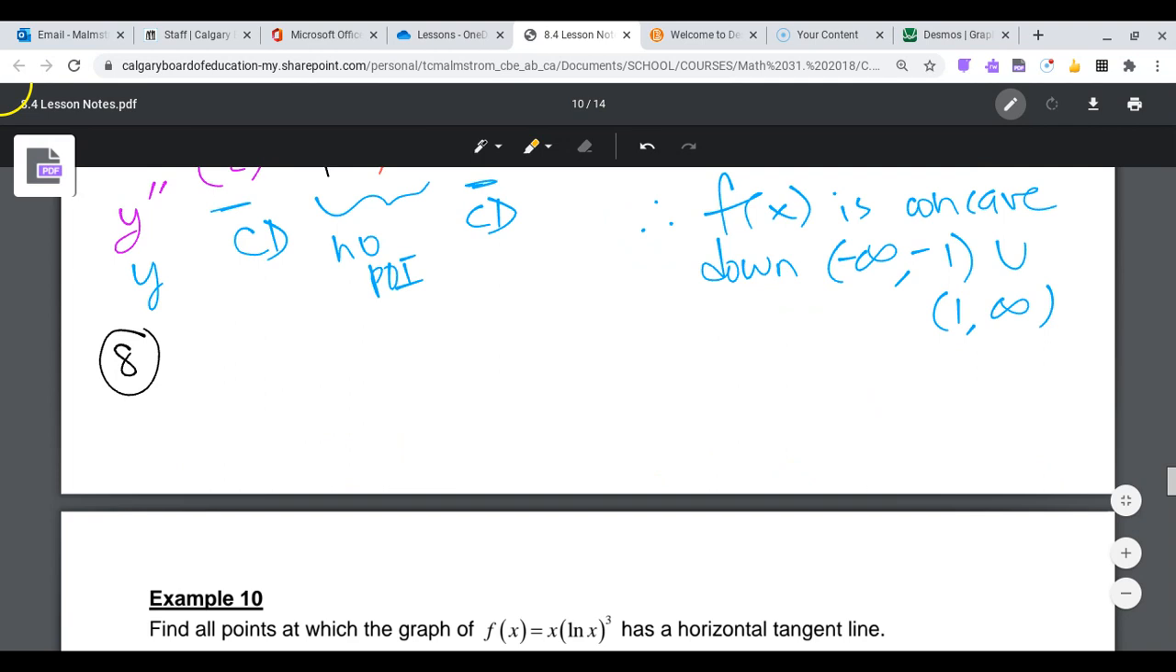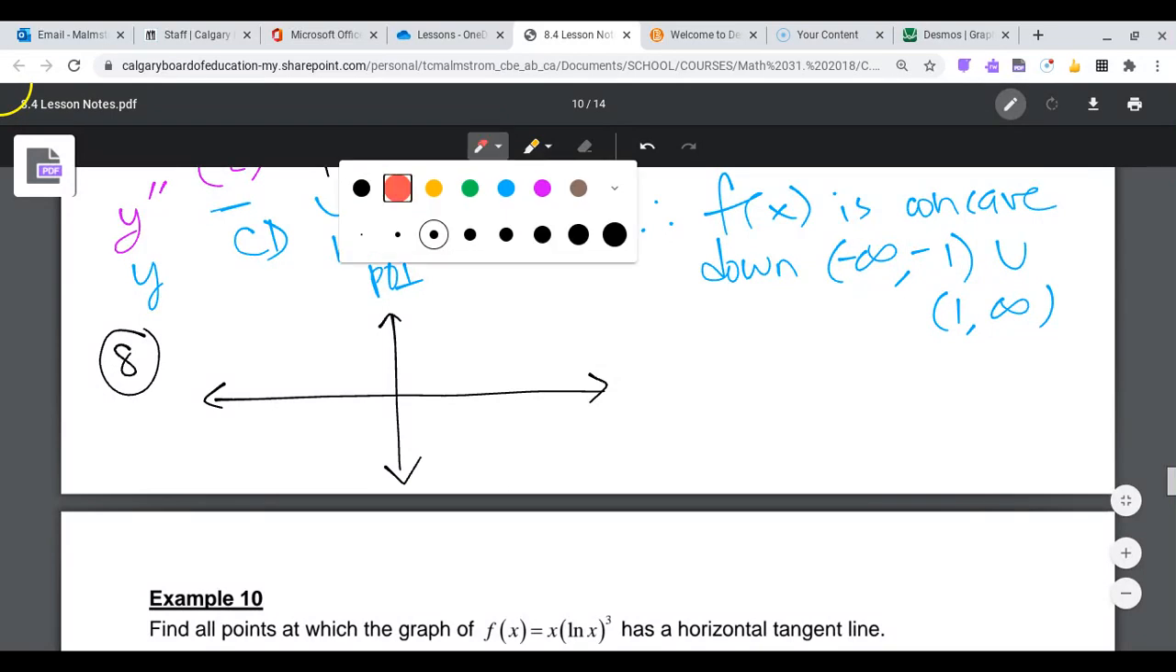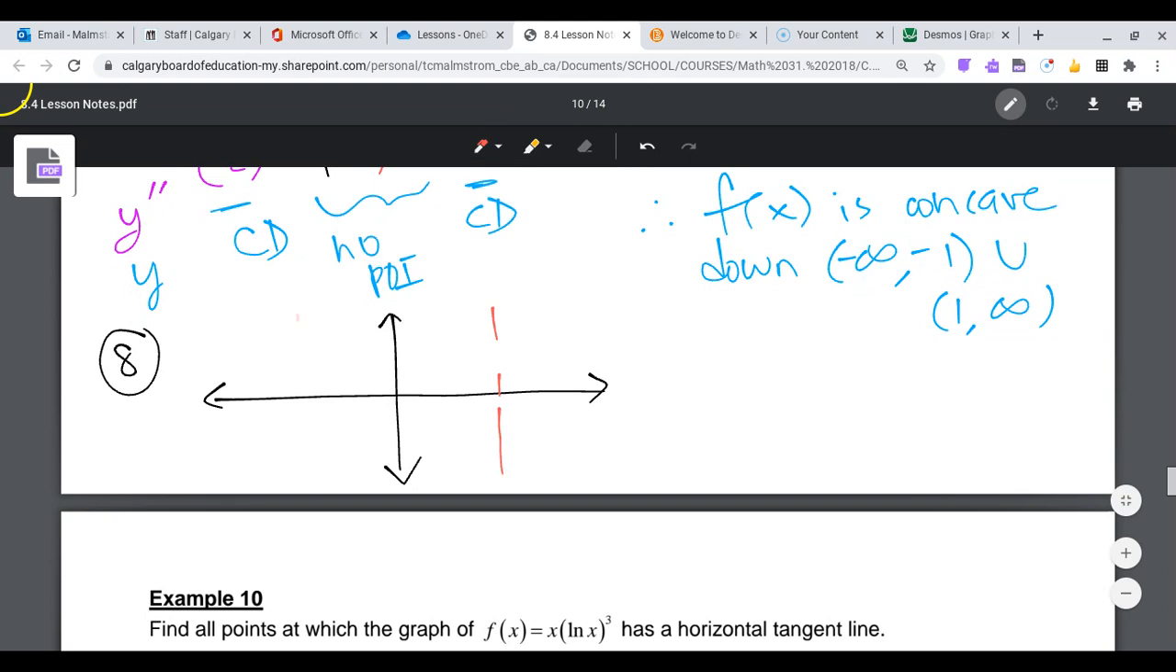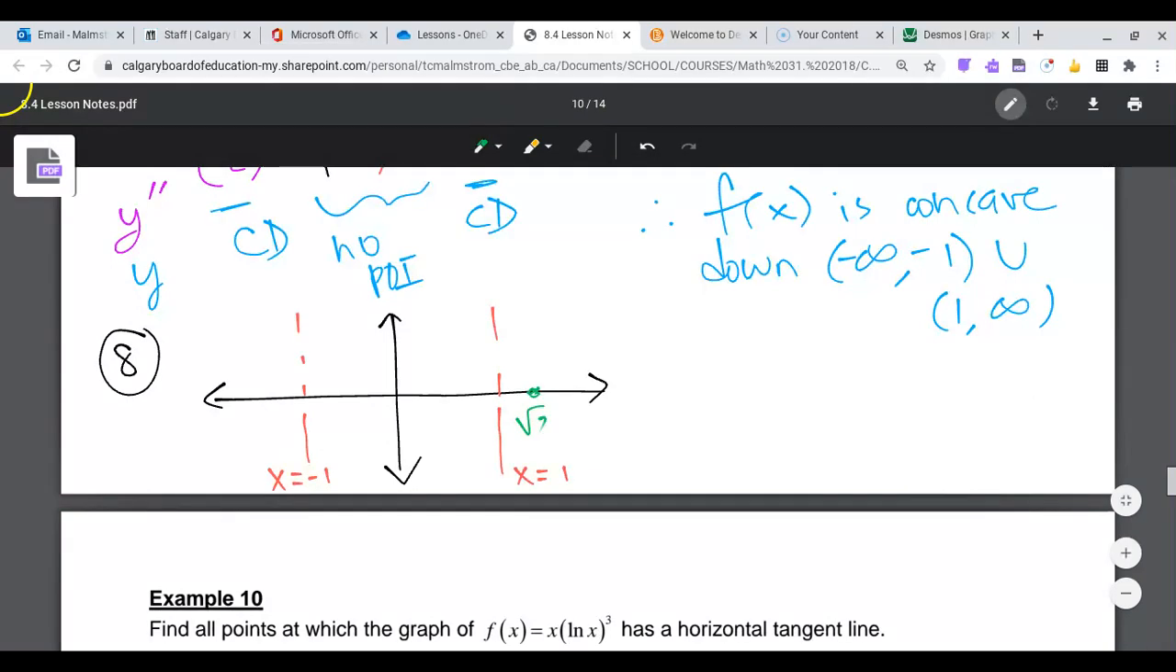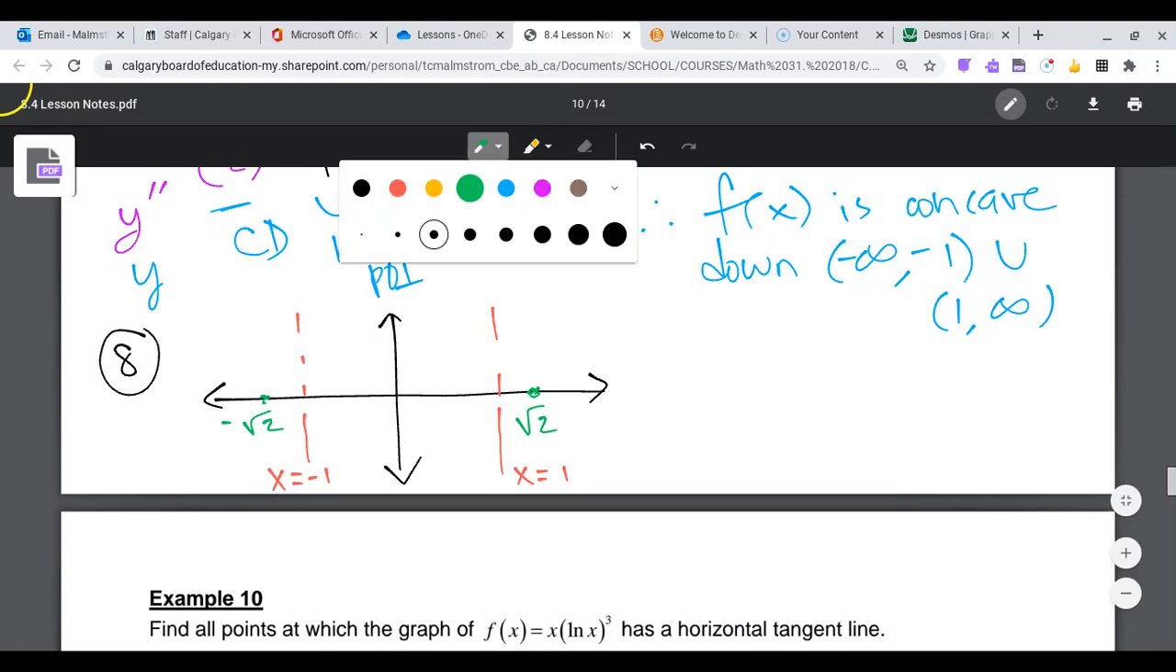All right, so here is our sketch. What do we know? This is where you should do better planning. Okay, we have a vertical asymptote at x is equal to negative 1 and x is equal to positive 1. We have x-intercepts happening at root 2 and negative root 2. The graph is heading towards negative infinity when you head towards your vertical asymptotes from each direction.